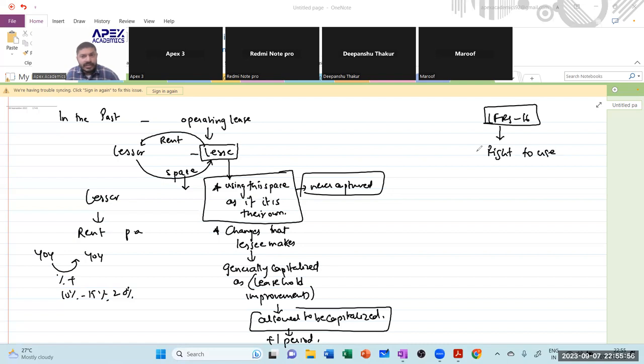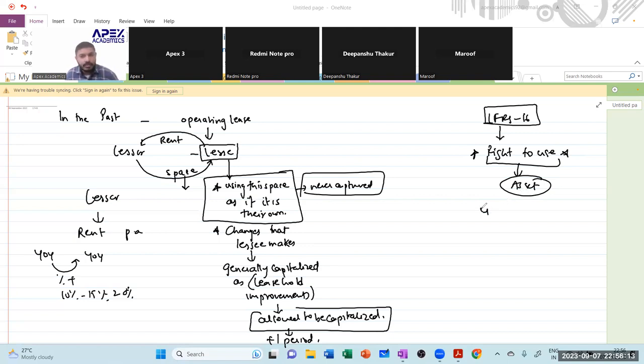Right to use is a very, very important aspect. The right to use in itself is an asset. This right grants the lessee access to a particular asset, the right to use it the way they want to use it, and derive future economic benefits from the use of that particular asset.